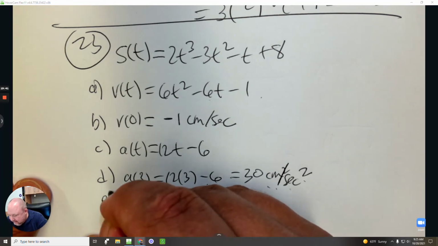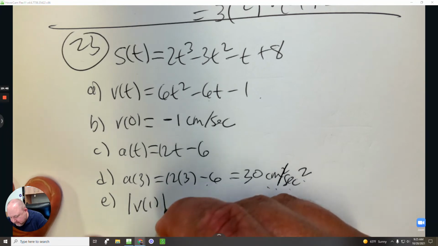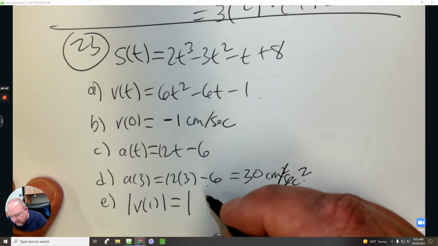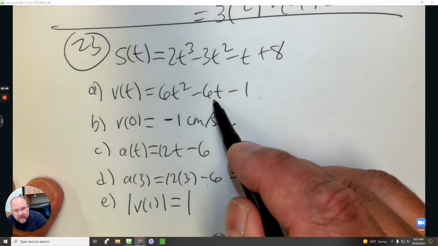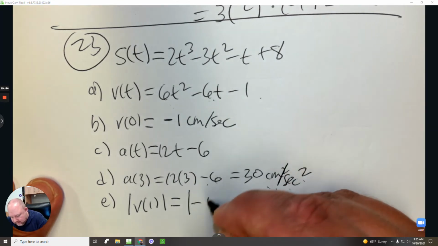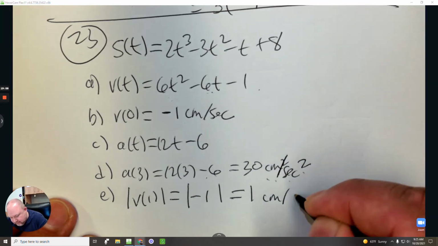What's the object's speed at 1? So it's the absolute value of the velocity. So if I plug 1 into the velocity, I get 6 take away 6, 0 take away 1. So the absolute value of -1 makes it +1 centimeters per second.